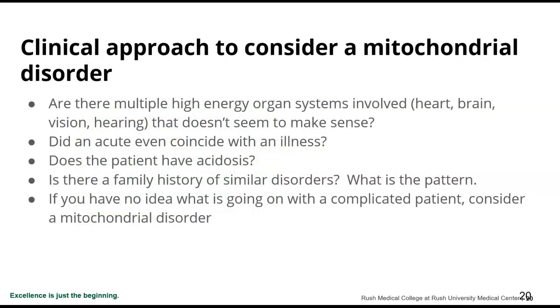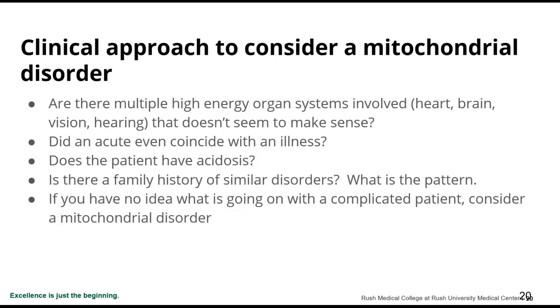Clinical approach of mitochondrial disorders: there are multiple high-energy organ systems involved. That includes the heart, the brain, vision, and hearing, which don't seem to make sense. Like, what? They have vision problems, they have hearing problems, and they have a cardiomyopathy. This doesn't make sense. Did the acute event coincide with the illness? Like, what happened? Sometimes the acute event means you need more energy and you just don't have it, so they really seem to go downhill because of that.